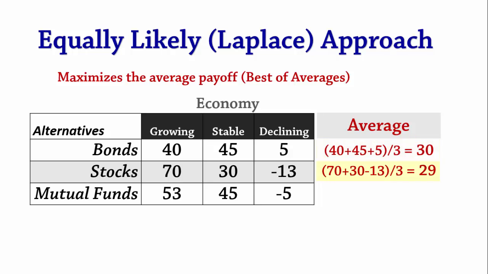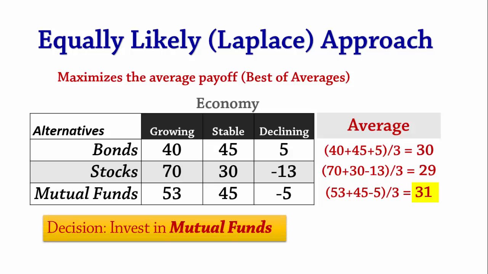The average is 29 for stocks, and the average is 31 for mutual funds. The best of these is 31. Therefore, the equally likely decision is to invest in mutual funds.